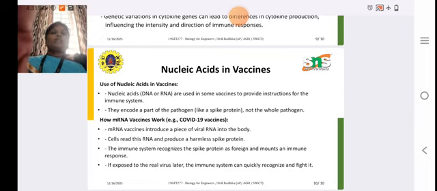How do mRNA vaccines work? For example, COVID-19 vaccines. mRNA vaccines introduce a piece of viral RNA into the body. Cells read this RNA and produce a harmless spike protein. The immune system recognizes the spike protein as foreign and mounts an immune response. If exposed to the real virus later, the immune system can quickly recognize and fight it.